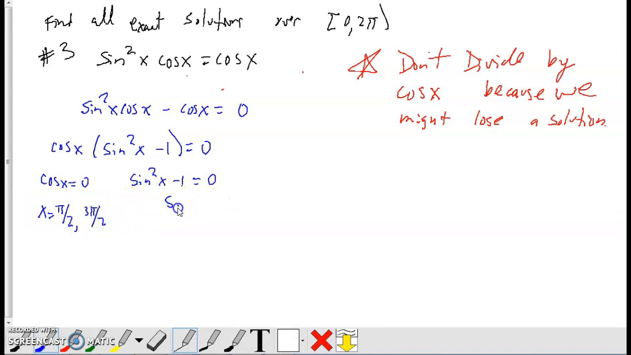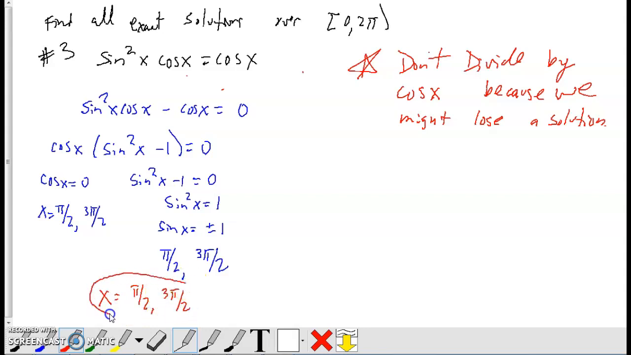For this, it needs a little bit of work. So sine squared of x is equal to 1. I'm going to take the square root. I am going to get plus or minus 1. So this will be pi over 2 and 3 pi over 2. All right, so notice that your answers do repeat, which is awesome. And so we're just going to have to write them once. So pi over 2 and 3 pi over 2.